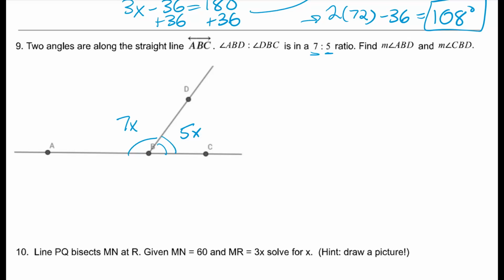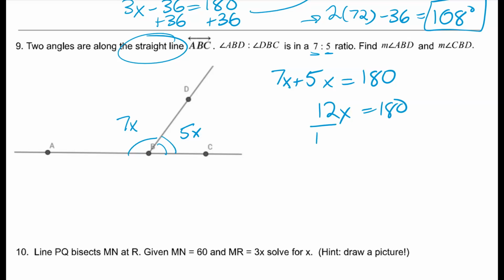So because they're along a straight line, these two angles are also supplementary because they form a straight angle when they're adjacent. So I'm going to add my two angles, 7x plus 5x, and set it equal to 180 degrees. 7 plus 5 is 12, and when I divide out that 12, I find that x is equal to 15. Now, they didn't ask for x, they asked for the measures of the angles, so I'm just going to plug back in here. 5 times 15 is 75, and 7 times 15 is going to be 105.